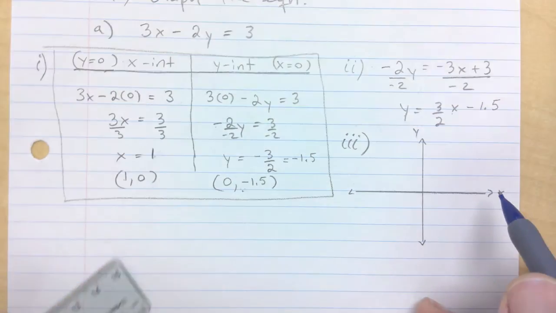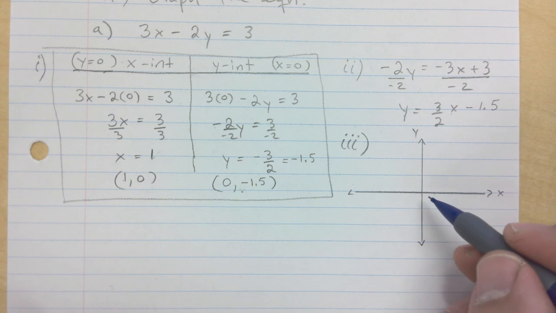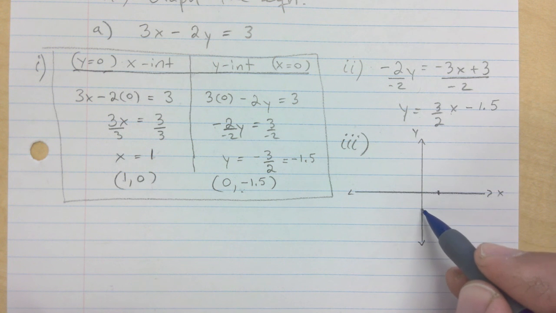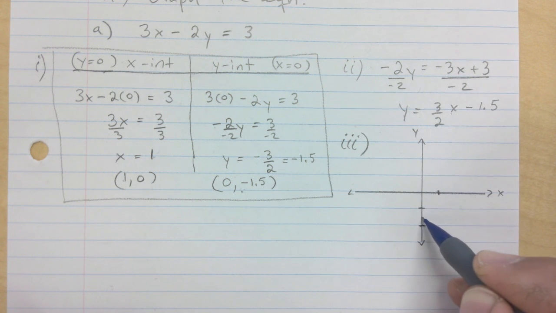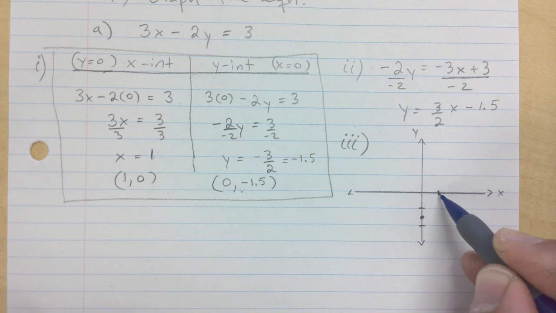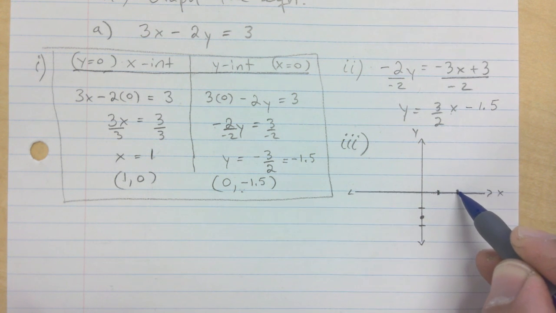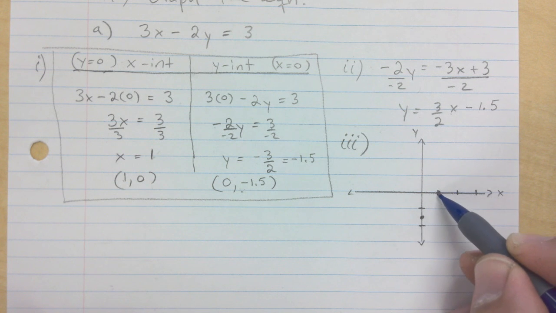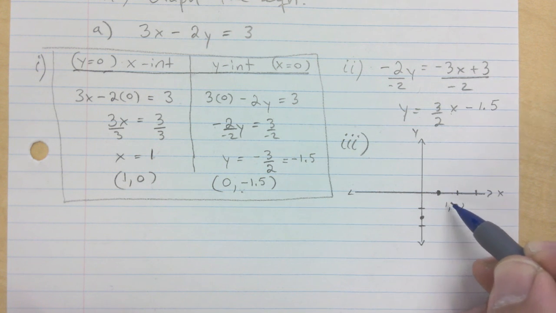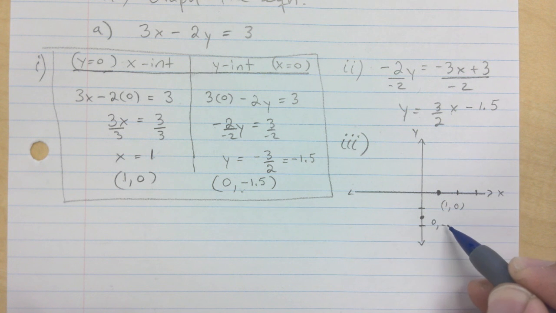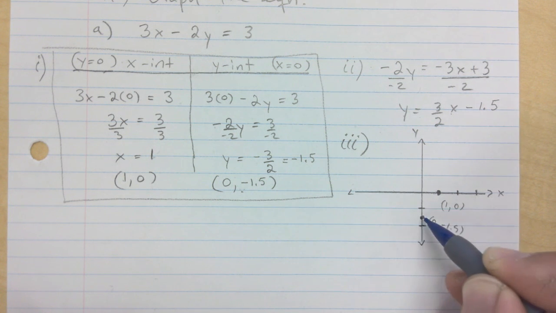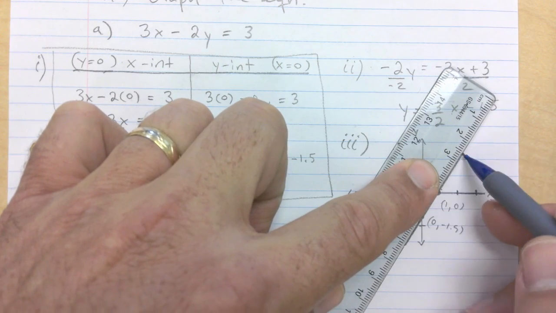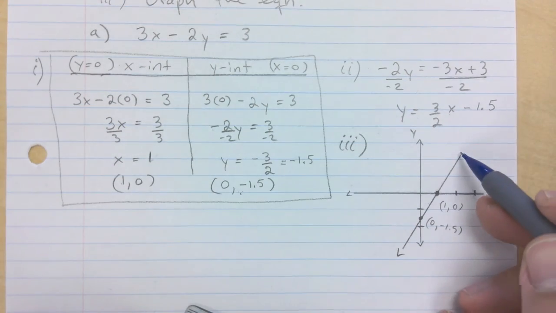x, y. Okay. So 1, 0 would be right about there. And 0, negative 1.5 would be right about there. So I'm going to make this 1, 2, very consistent. So 1, 0 is right there. I'm going to label it 1, 0. And this is going to be 0, negative 1.5. This point right here. So you just connect those 2 points. And you have yourself a graph.